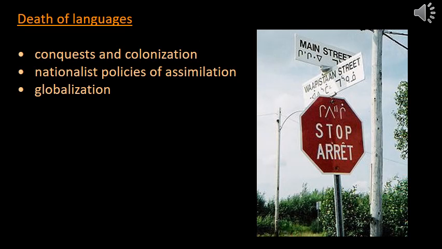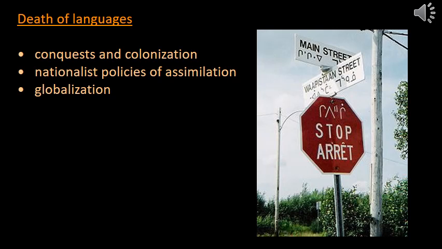And languages die. They are dying right now at a very fast pace in the world. They die because of many reasons. The first reason that was especially present in the past, maybe a little bit less today, but still it is present today, it's conquest and colonization of populations. And also national official policies of assimilation.